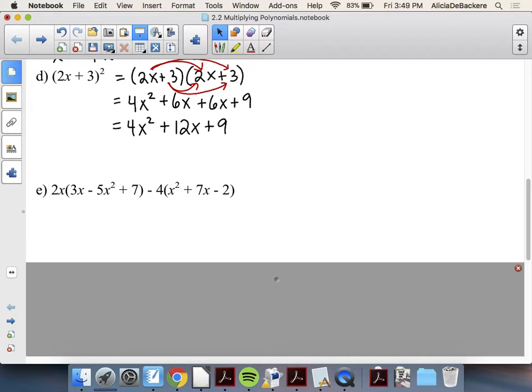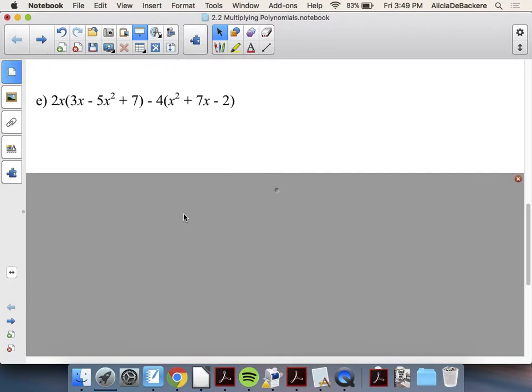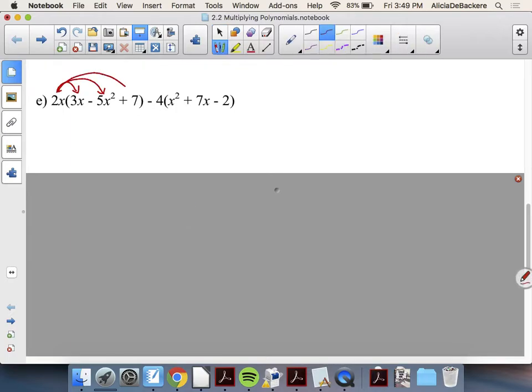In our next example here, getting a little bit more complicated, I have some multipliers in front of the bracket, but I also have a subtraction between two of those brackets. So first thing, I'm going to multiply the 2x through the first bracket. When the 2x is right beside the bracket, it means multiply with the bracket. So when I multiply these together, I get 6x squared minus 10x cubed. Again, I'm multiplying the coefficients and adding the exponents.